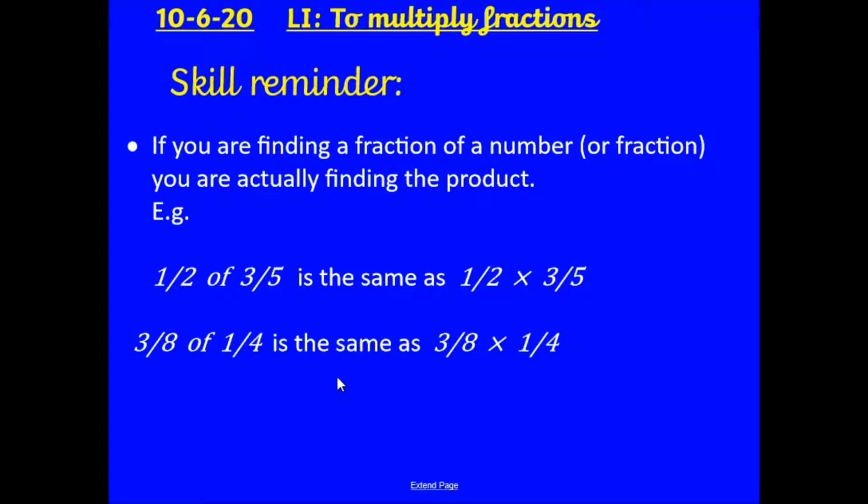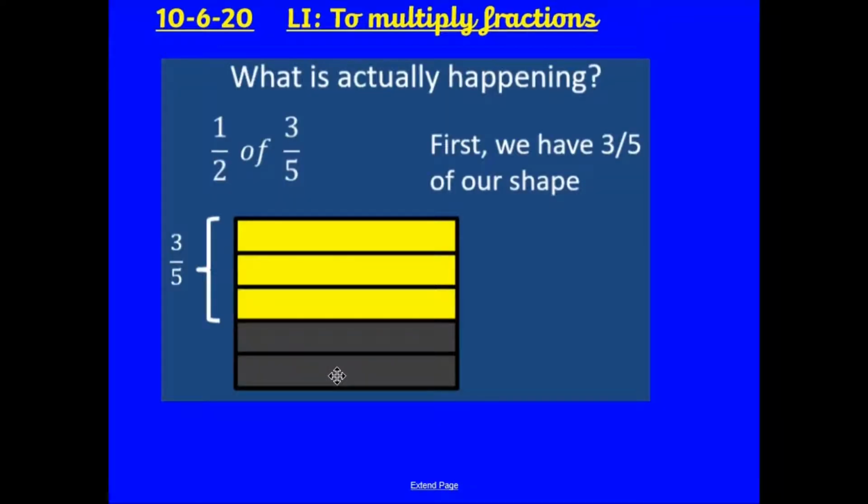Okay. Now, if you're finding a fraction of a number or another fraction, you are actually finding the product. So 1/2 of 3/5 is the same as 1/2 times 3/5. 3/8 of a quarter is the same as 3/8 times a quarter. Now, when we're multiplying fractions, this is actually what is happening.